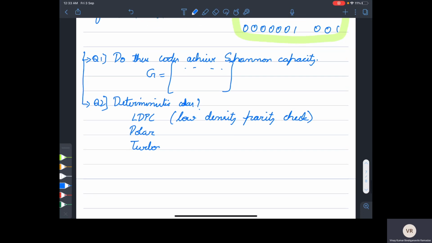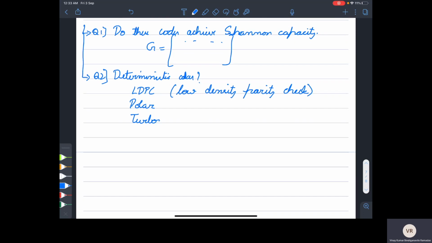So let me just give a hint of what an LDPC code is. I can't go into the details of all this, so that will be done in a full-fledged course on error correcting codes. But I'll try to give a brief idea of what LDPC codes are. These are known to achieve the Shannon capacity. So you already saw that in the linear code we had this parity check matrix. Now the parity check matrix is an n minus k cross n matrix. The rank is n minus k.